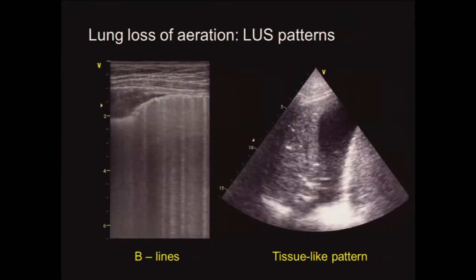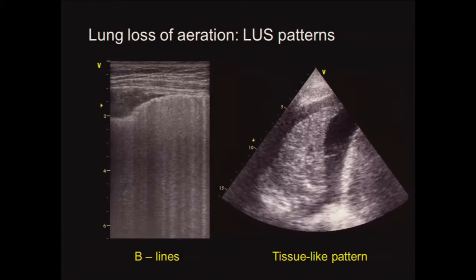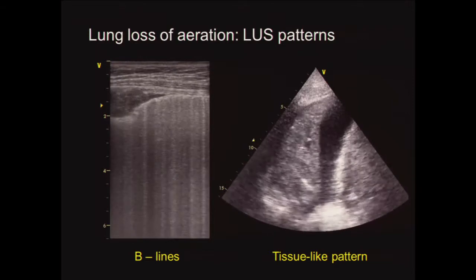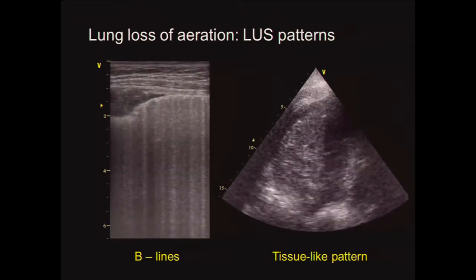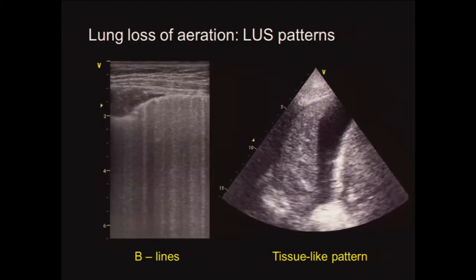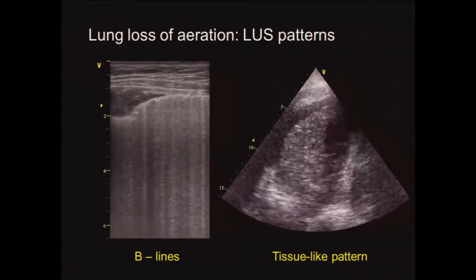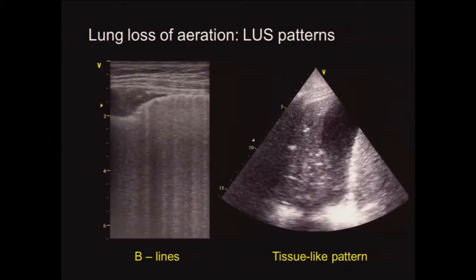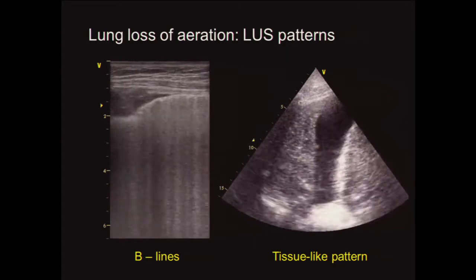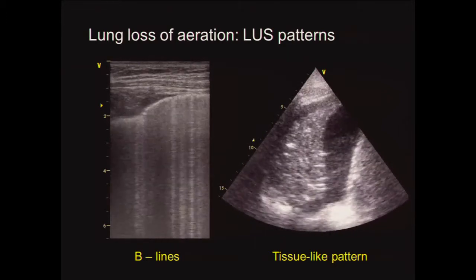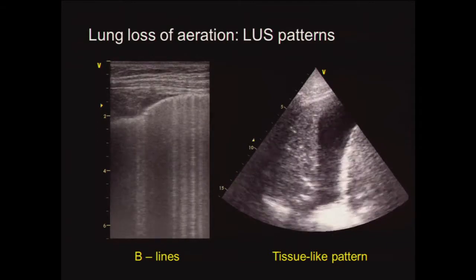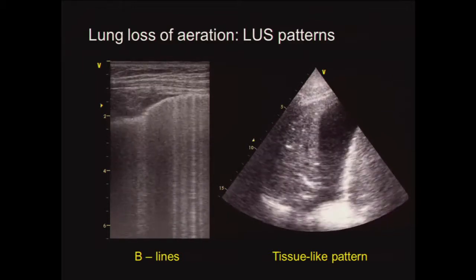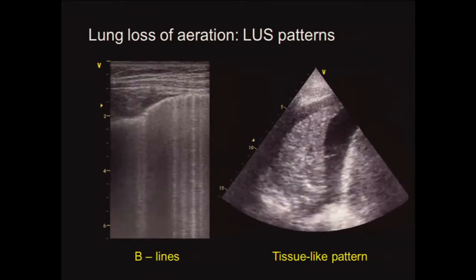When you have a loss of aeration in the lungs, you can see for moderate to severe loss of aeration B lines that are vertical artifacts arising from the pleural line and reaching the edge of your screen. And when this loss of aeration is complete, you can see a tissue-like pattern like on the right. Of course, all the black around this deaerated lobe is pleural effusion.